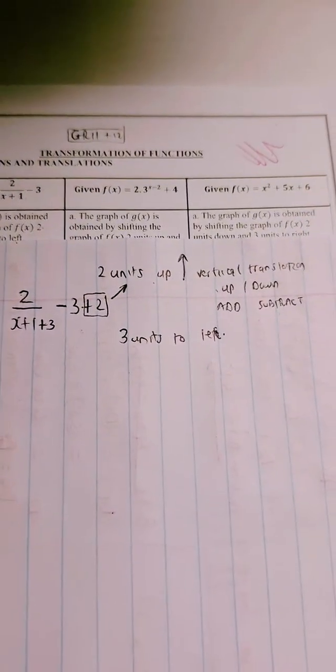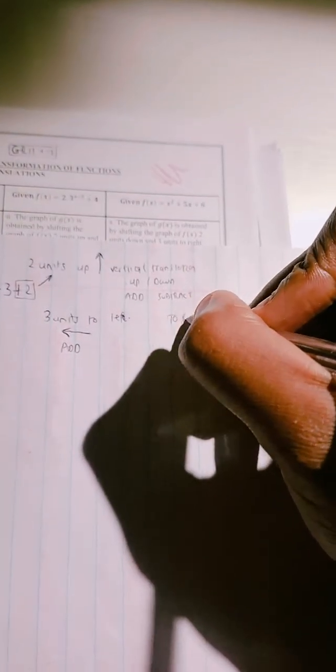3 units to left. Okay, to the left means we add. To right means we subtract. That's why we say this here is counterintuitive.